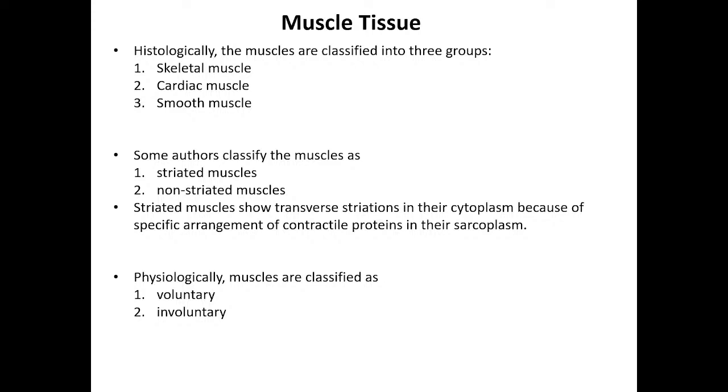So we can divide the muscle tissue into striated and non-striated. There are muscles with which we do our voluntary actions, so we can label them as voluntary, and there are certain muscles which are not under voluntary control, so they are involuntary. This is how we classify the muscle.